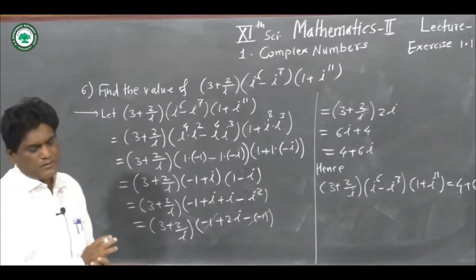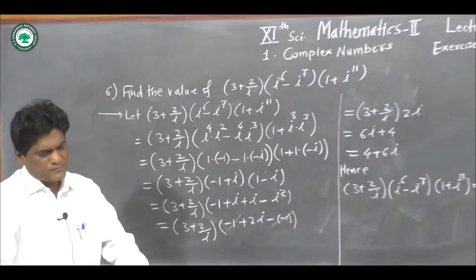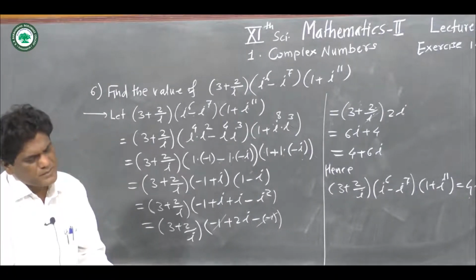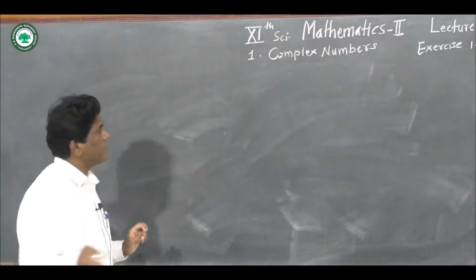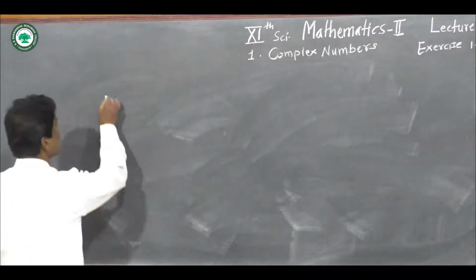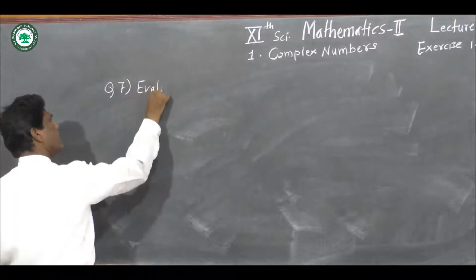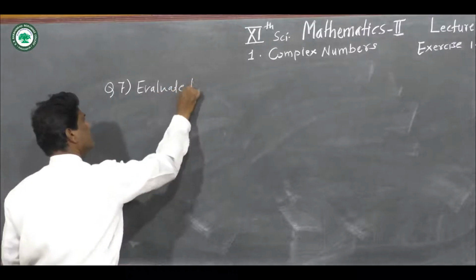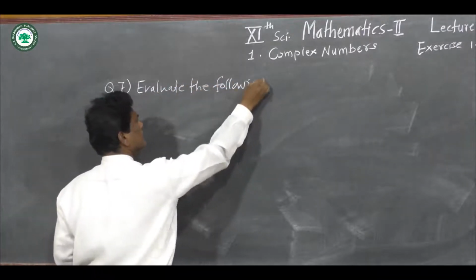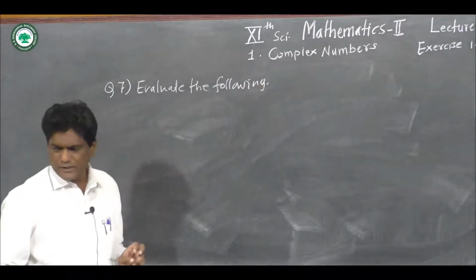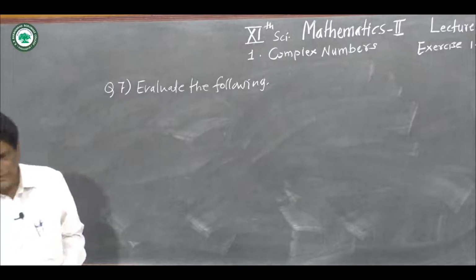Now next, question number 7. In question number 7 there are so many problems. I think there are 8 problems. Evaluate the following. Question number 7. Evaluate the following. It means we have to find the value. We have to find here the value.